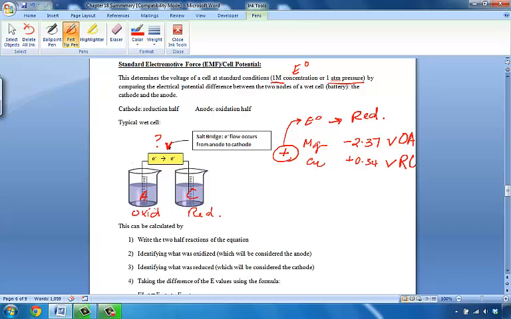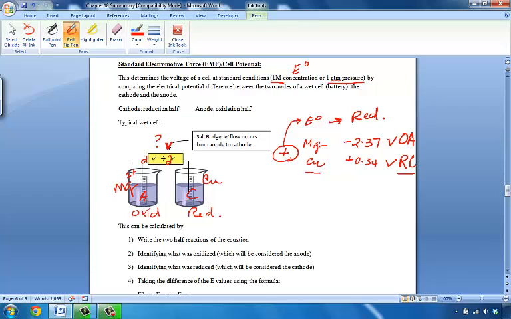our anode, the oxidation half, this is going to be where our magnesium is, and it is going to become magnesium 2+ by giving off 2 electrons, which are gained over here into the cathode, the reduction half, and that is where the copper is going to be. This is copper. So magnesium becomes magnesium 2+, and copper becomes neutral copper.